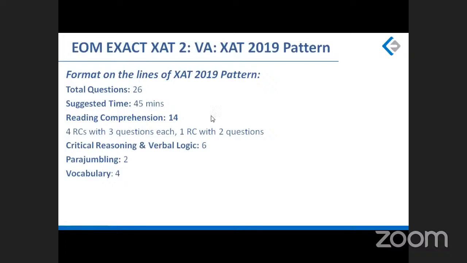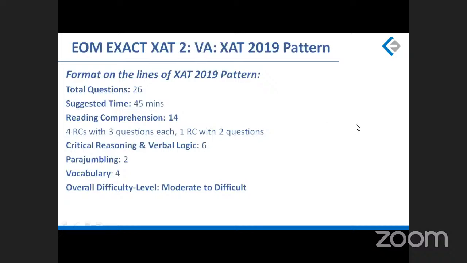So just 14 questions in RCs: 4 passages with 3 questions each, and 1 RC with 2 questions. Critical reasoning went up. Honestly, not a very challenging critical reasoning section, although I can understand that when I say that, you would say, no sir, you may think so, but ask us how difficult it felt. Still, I think out of 45 minutes, if you had given around 20 or maybe 22 minutes to passages, that would have been more than sufficient, because the passages did not have a lot of easy questions. Rather, your easy questions were hidden in vocabulary, critical reasoning and verbal logic. So overall difficulty level: moderate to difficult.